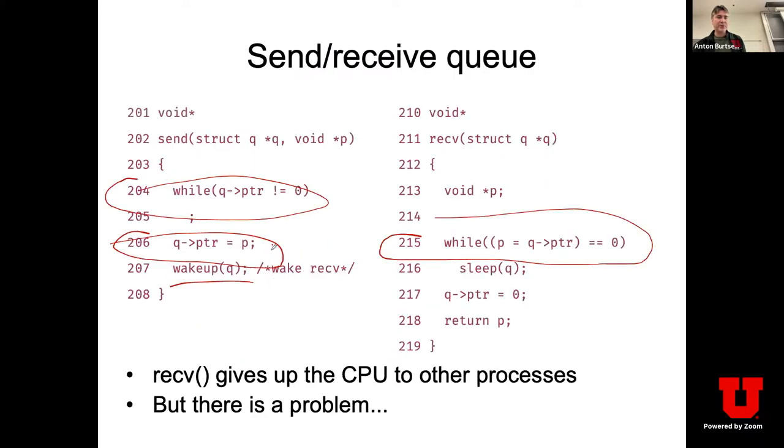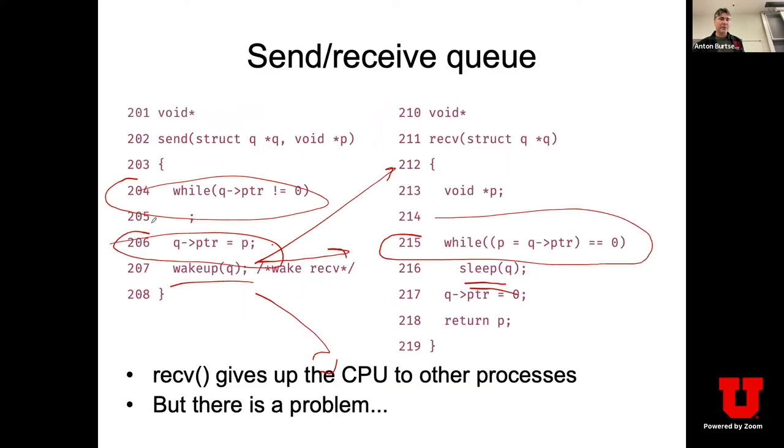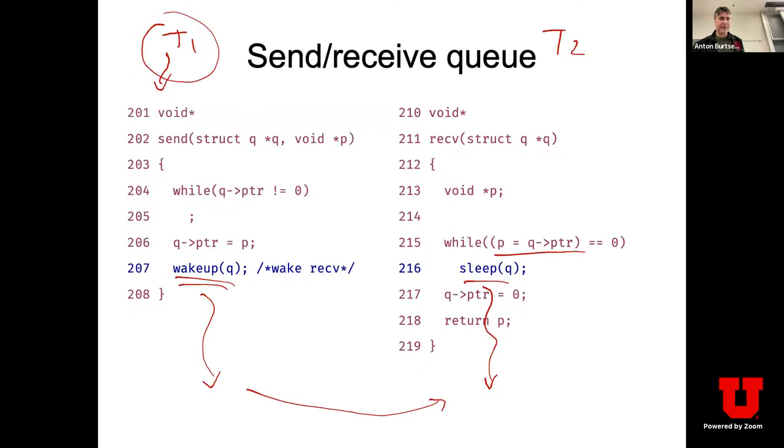So the wake up is issued. It propagates across the entire system, but no one is sleeping yet because this guy did not enter the sleep state yet, right? And so it essentially doesn't do anything. Then this guy goes to sleep, but it will be waiting forever because no one will be there to wake it up, right? And in fact, the next receive function will reach this line and see that the queue is not empty, so it will be spinning here forever. We'll never issue another wake up, right?